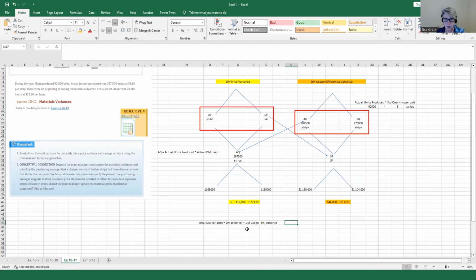So in this case, we've got favorable subtract unfavorable. It's $69,000. Is this unfavorable or favorable? Whichever is the bigger number, that's what it is. So we see 115 favorable, 46 unfavorable. Overall, this was more favorable than it was unfavorable. So buying the cheaper strips worked for us because even though it cost us more in the usage of the strip, we ended up saving so much money from reducing the price that it overcame the unfavorable usage variance. So overall, this is favorable, and we should continue on with using the cheaper strips.